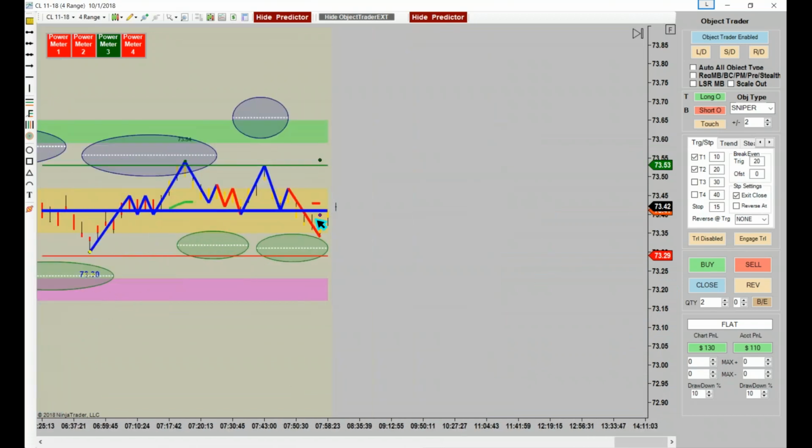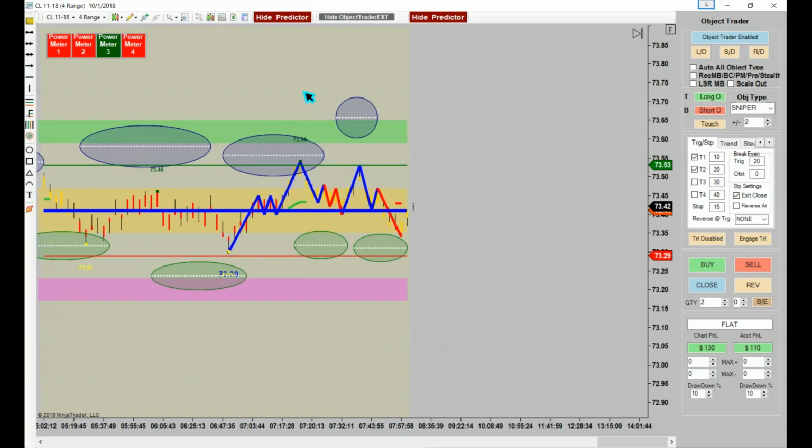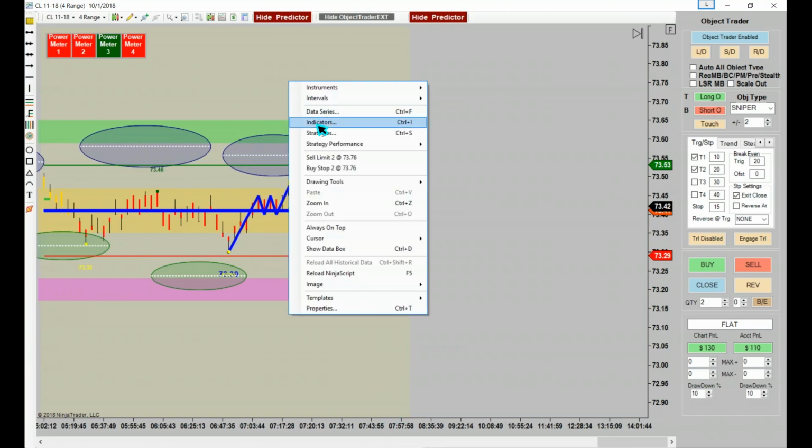By the way, if you get rid of your lines and you leave Sniper on, be sure and get rid of the dots. You do that with the delete key. Okay. Now let's go ahead and put Time Trader on this chart.